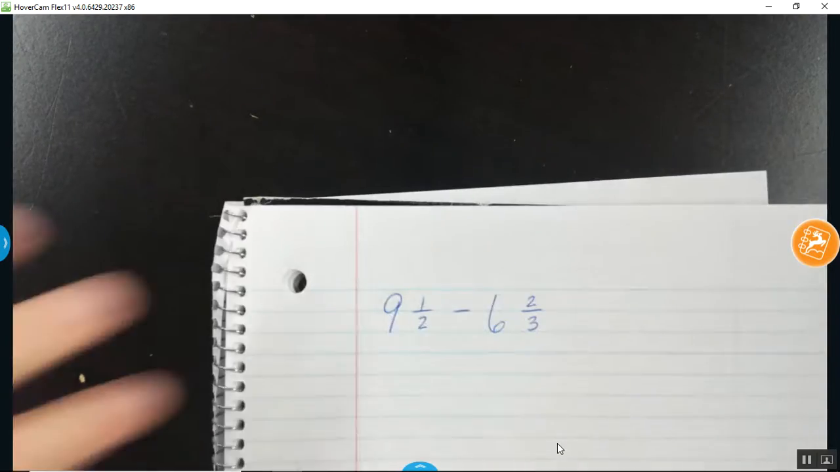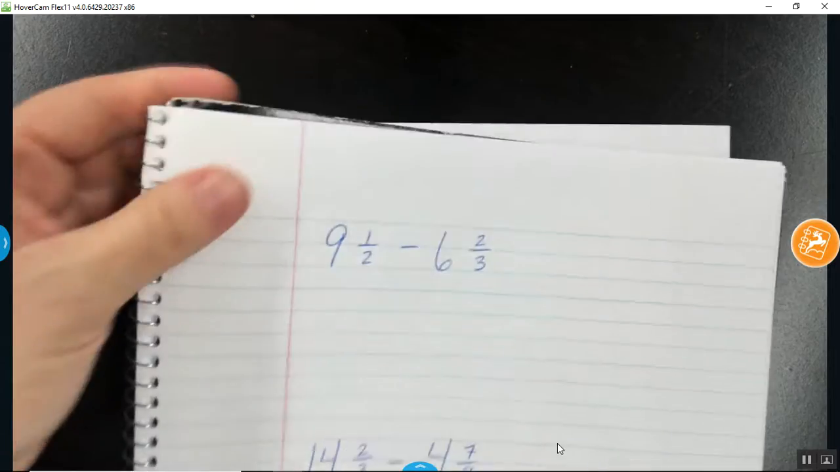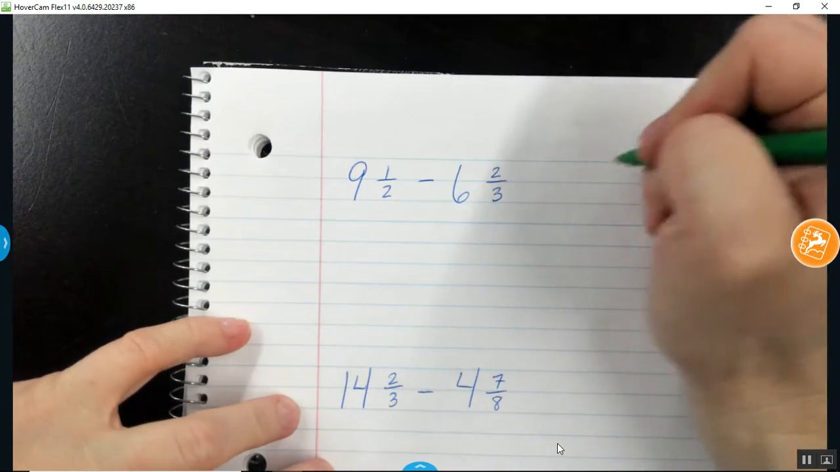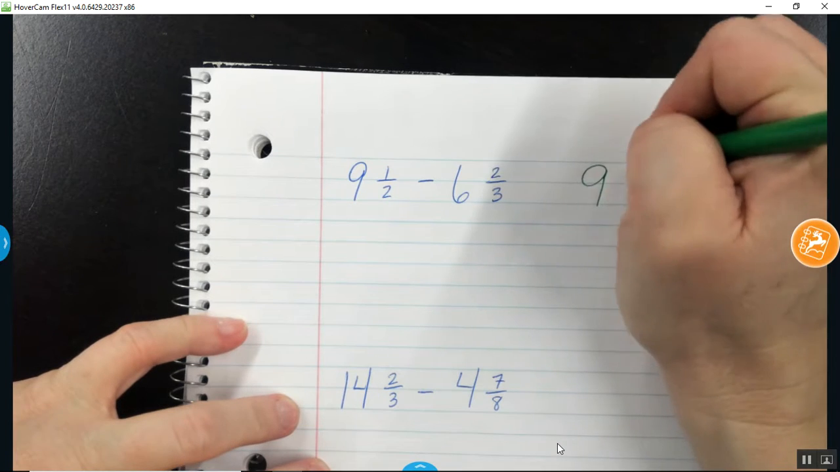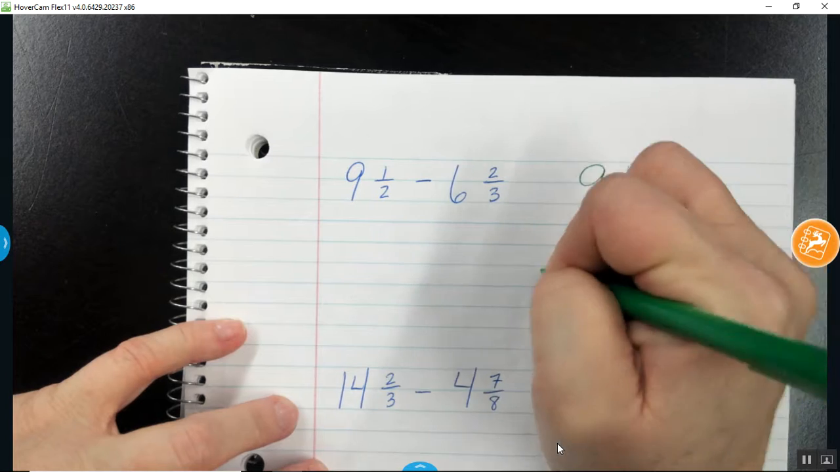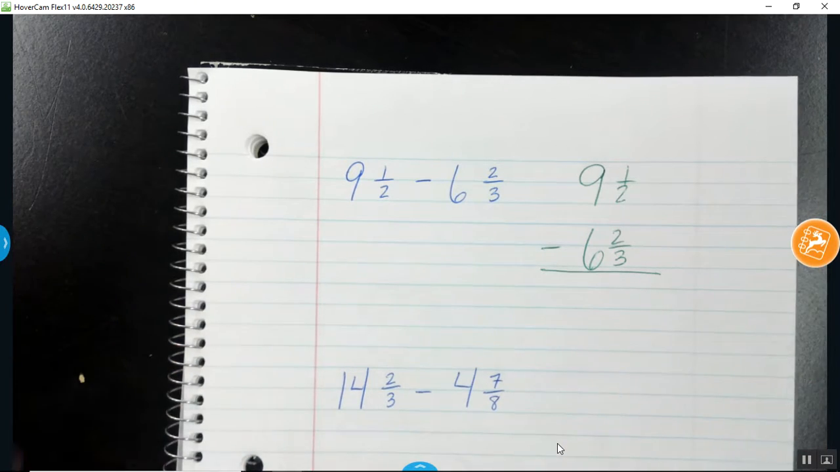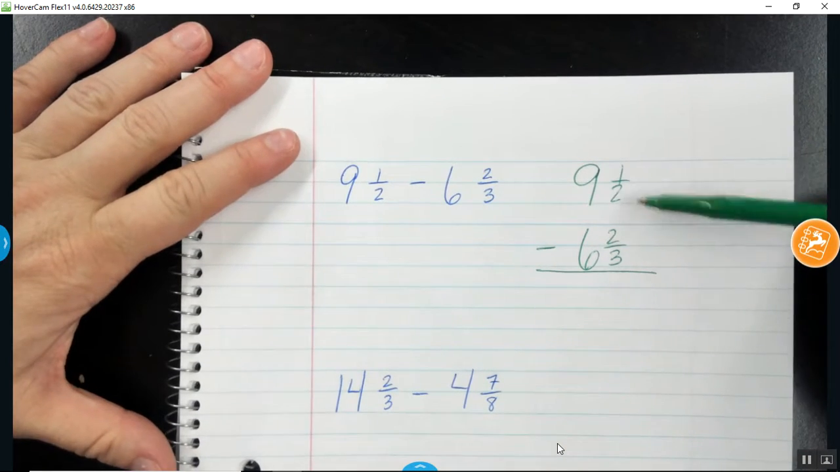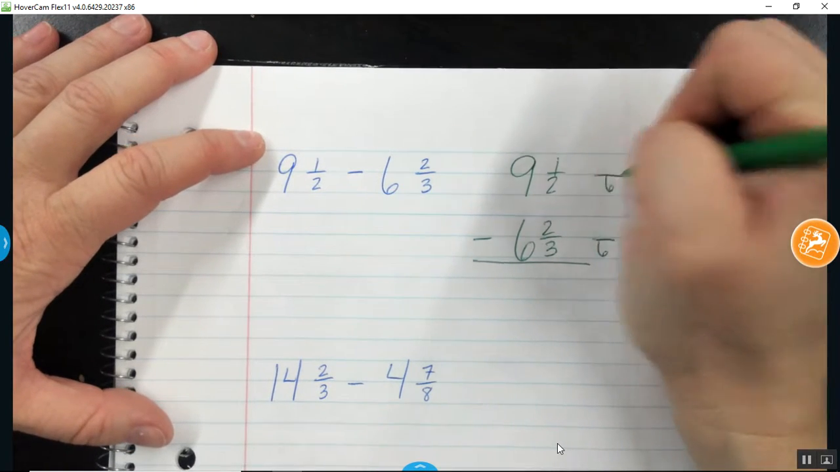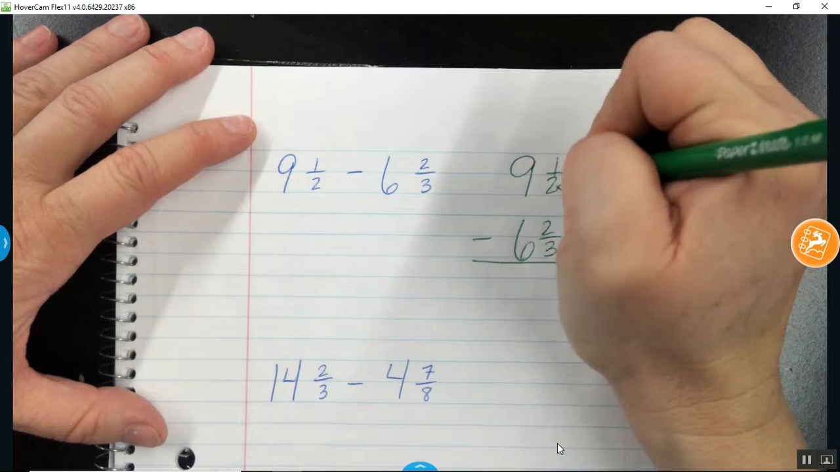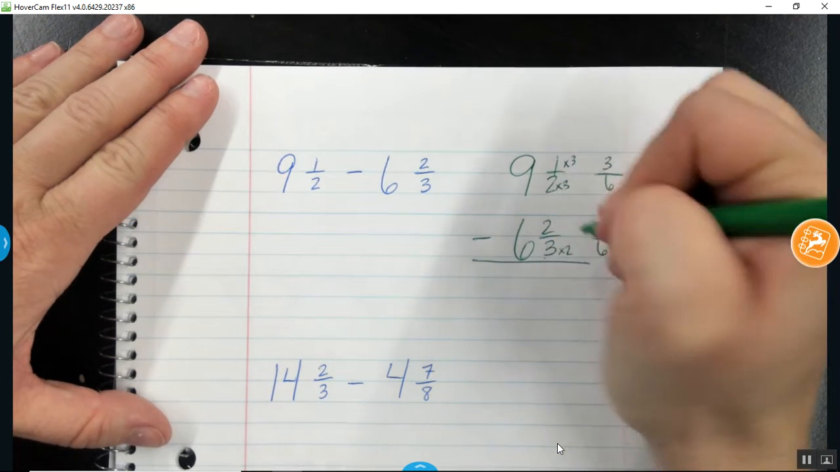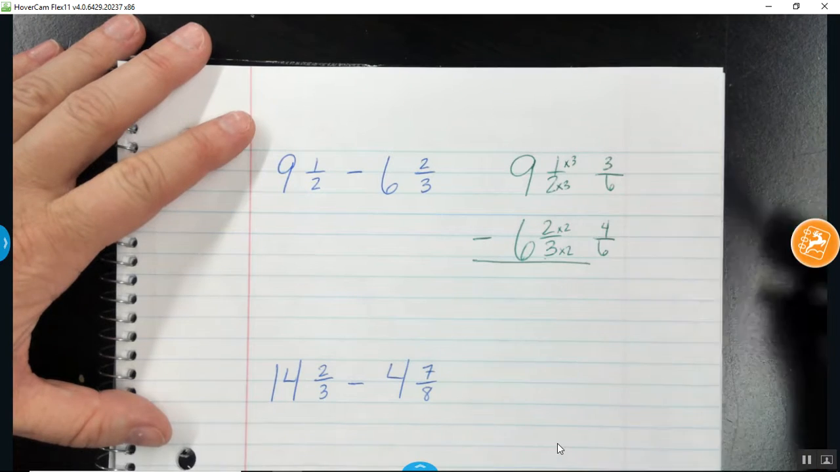Now let's try a couple of new examples, okay? 9½ minus 6 2/3. I really don't like doing them this way. I'm going to turn them over. I like to do things vertically because I can see the progression easier that way. First thing I need to decide on is the common denominator. It's going to be 6. How do I get from 2 to 6? Times 3, times 3. How do I get from 3 to 6? Times 2, times 2. Okay.